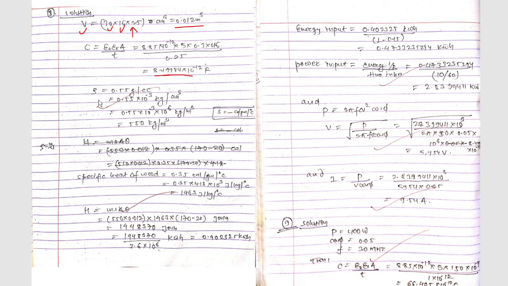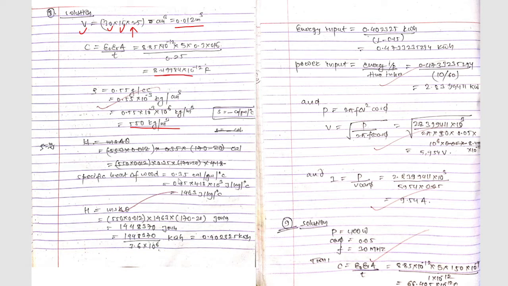Now rho, the density, is given as 0.55 g/cc. Since this is in gram, if you multiply with 10⁻³ you will get it in kg, and cc means centimeter cube. So in order to bring it to meter cube you have to multiply again with 10⁶, and you'll get here 550 kg/m³, meaning the density will be in kg/m³.